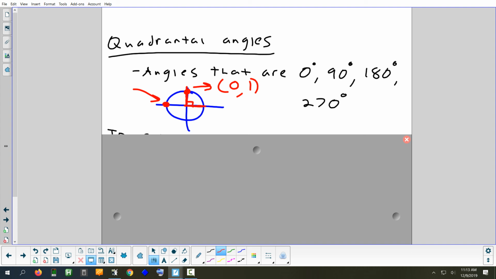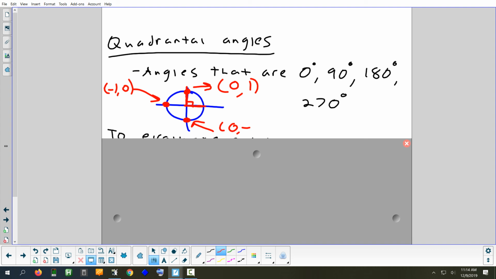What would this angle be over here? Just tell me the angle of the 4 that are up on the board. That's 180. Jacob, what do you think the coordinate would be for 180? -1, 0. Yep. This one down here is 270. What do you think the coordinate is for 270? 0, -1. X is 0, y is -1.